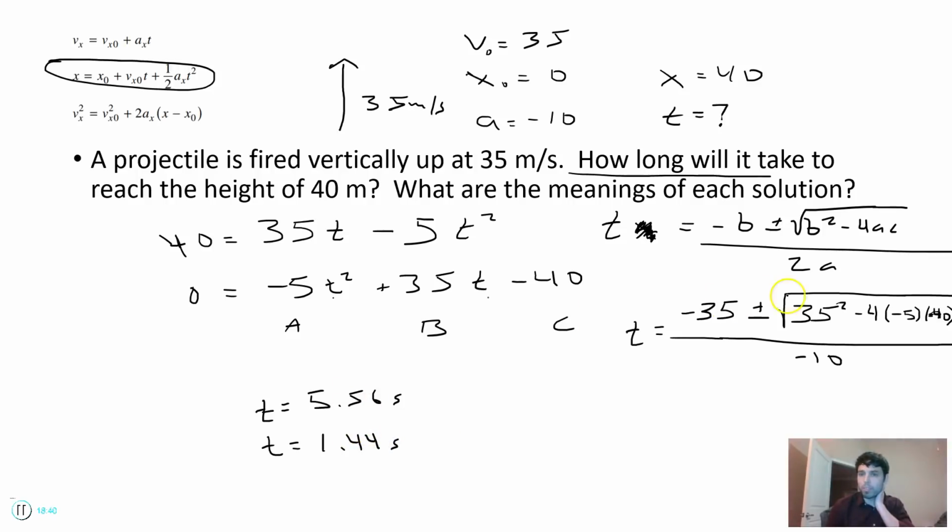And just be careful with parentheses. When you do this over here, you can just do negative 4 times a negative 5 times a negative 40, right? And then take that number, whatever it is, and then do plus 35 squared. And then square root that, and either add it or subtract it to negative 35, and then divide by negative 10. And you should get these 2 numbers here. So these are the times at which the object will be at 40 meters height. 2 different times because it's one on the way up and then one on the way down.